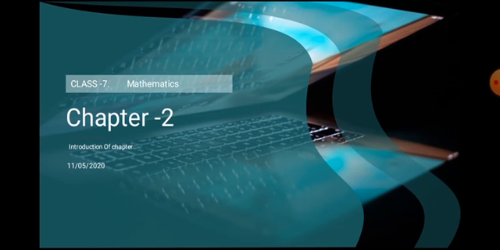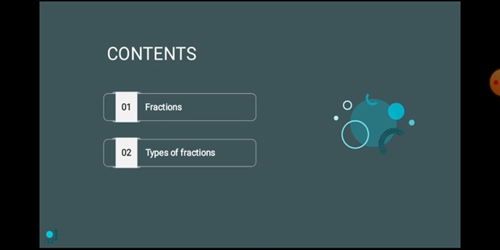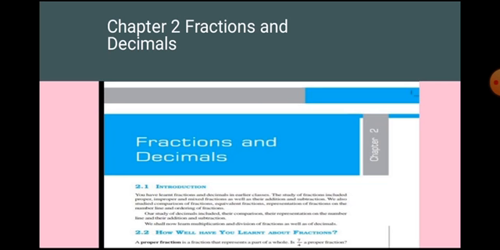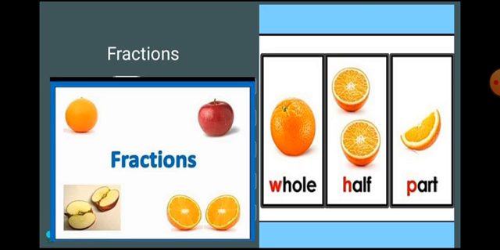Students, today we will discuss the second chapter for 7th class students. This is Pooja and today we will cover the topic fractions and types of fractions. So the second chapter is fractions and decimals. Today we will discuss our very first topic, fractions.